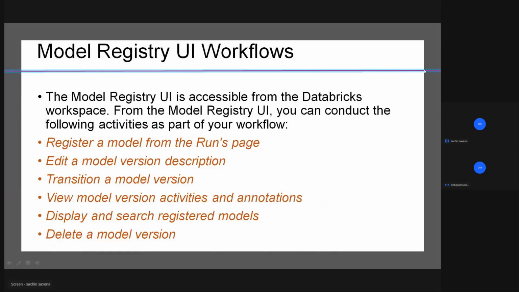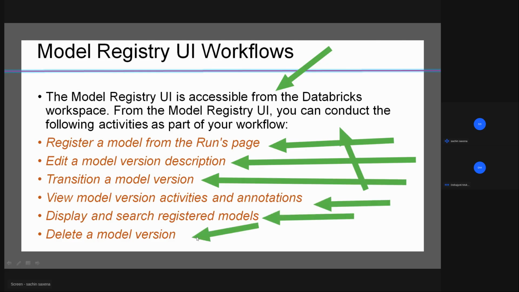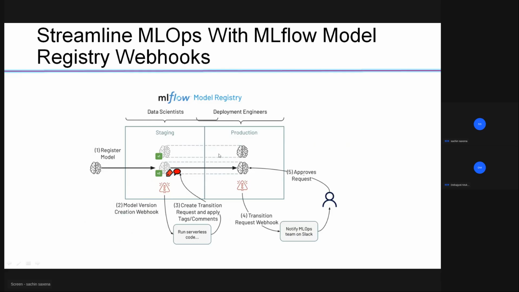So the model registry UI is accessible from the Databricks workspace. From the model registry UI, you can conduct the following activities as part of the workflow: register a model from the run space, edit a model version description, transition a model version, view model version activity and annotation, search a registered model, or delete a model version. So this is the entire life cycle of MLOps, you can say. Here the MLOps concept is going to commence.